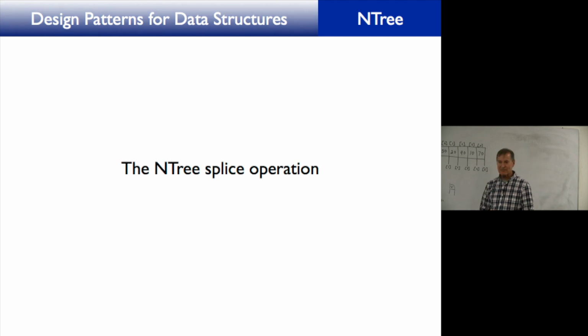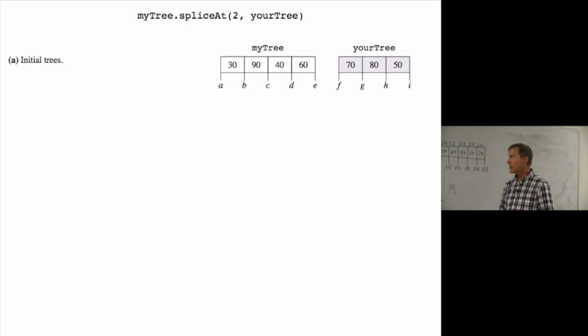Now the first one is splice. Splice at. So this is the NTree, this is our n-way tree splice at operation. Here I have a sequence of execution snapshots, and what we're going to do is trace through the call to mytree.spliceat(2, yourtree).